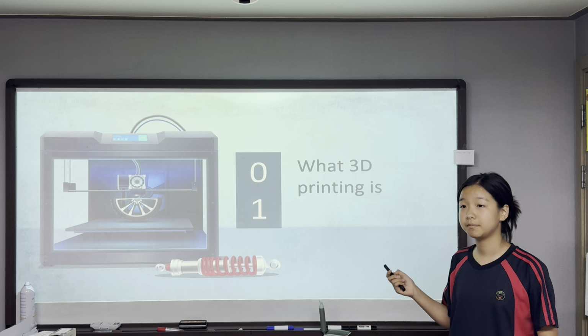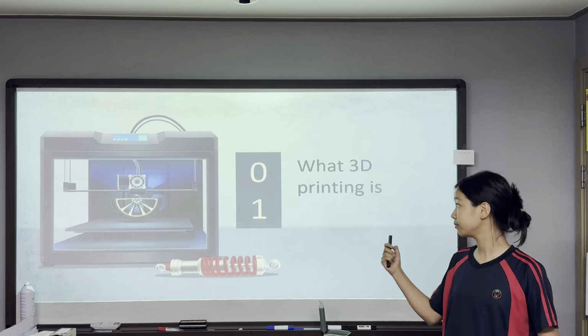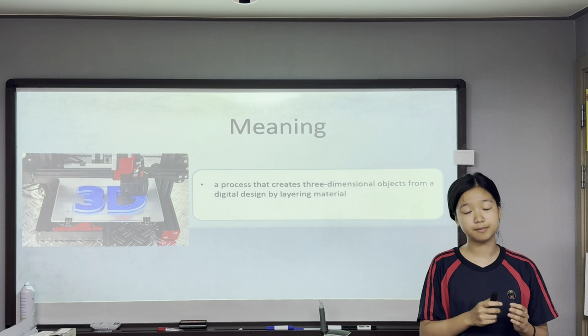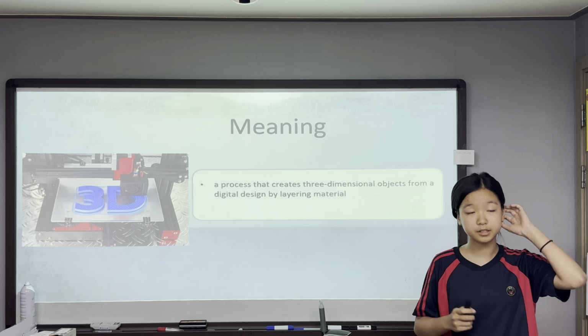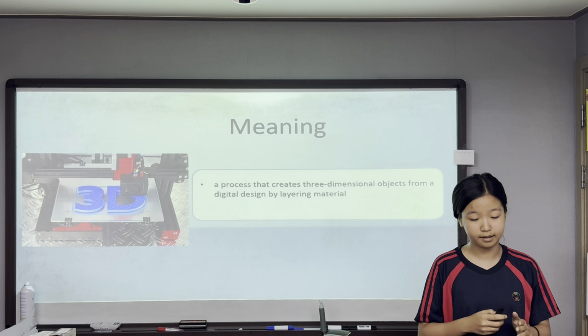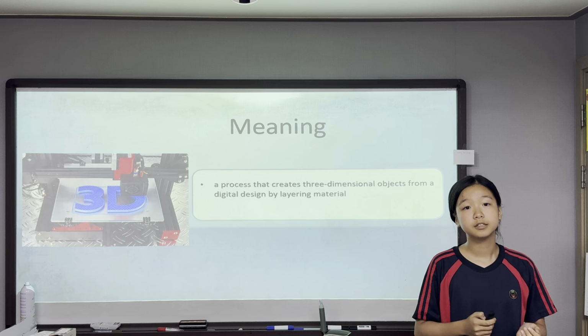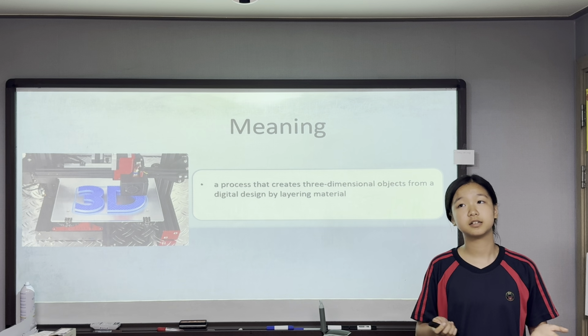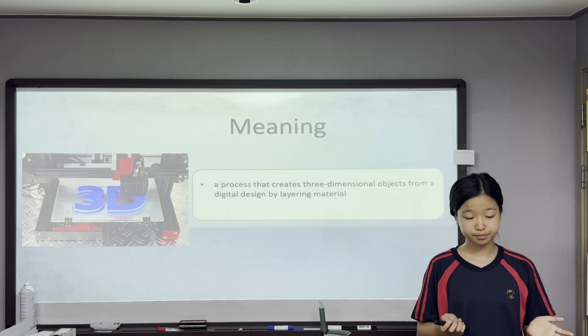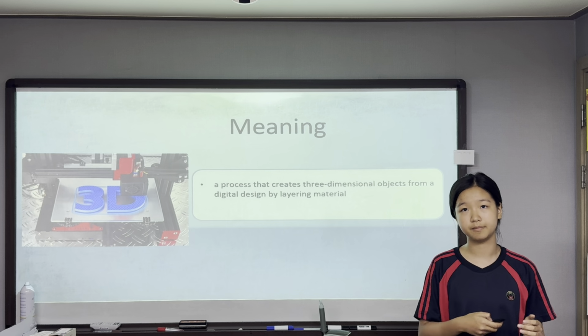So first, what 3D printing is. 3D printing is a process that creates three-dimensional objects from a digital design by layering a material. So it's like printing a cake, but instead of using icing, you layer the material and make it solid.